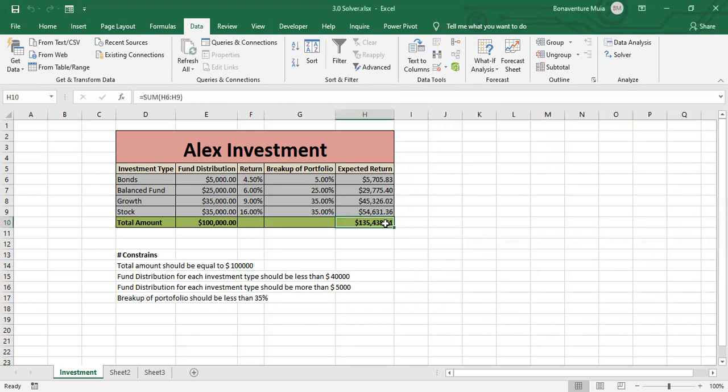So when I click OK, you can see that the expected return has slightly increased, but it is still under 135,000.